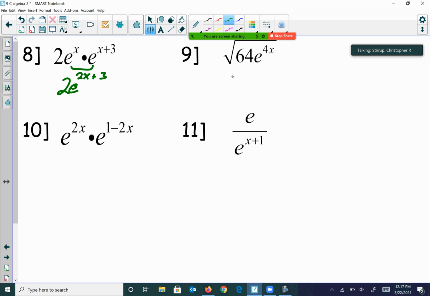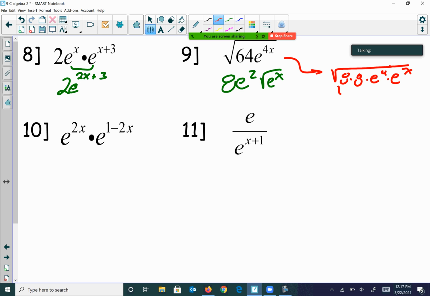The square root of 64 is 8. The square root of e to the 4 is e to the second. The square root of e to the x is e to the x. The reason that didn't break down is this would have broken down into 8 times 8 times e to the 4th times e to the x. This would have given me a perfect square, perfect square. This doesn't give me a perfect square, so it's left behind under the radical.